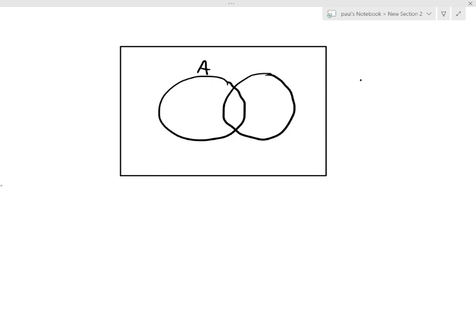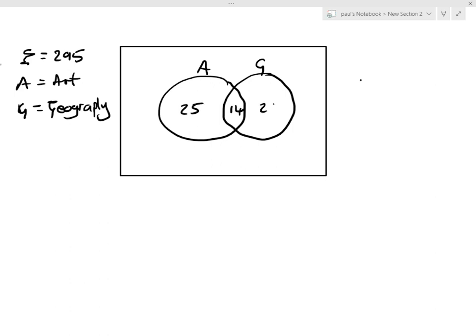These can get quite complicated, as we will see. Here's another one. So we've got 2 circles. I don't know how difficult this one is. 2 circles, and we've got A and G. And what's the data set? 295, and A is equal to art, G is equal to geography. And this is pre-populated with numbers 25, 14, 29, and 227.